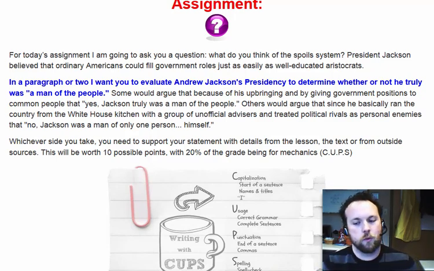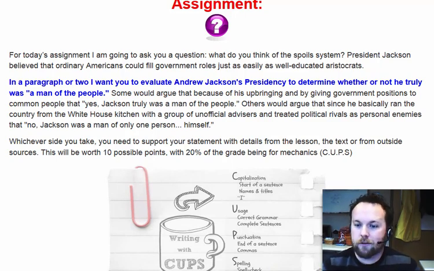But others would argue that since he basically ran the country from the White House kitchen with a group of unofficial advisors, and also that he treated political rivals as personal enemies, that no, Jackson was not a man of the people. He was a man of the person, a man of himself. So whatever side that you take, I want you to support your statement with details from the lesson or from the text or outside sources that you have found.